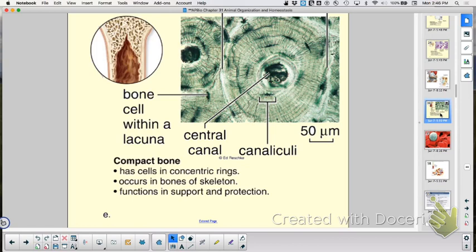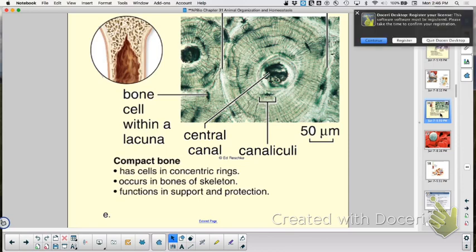Compact bone and spongy bone. Do you know which one's stronger? Spongy. Yeah. Spongy because it can take the impact, whereas compact bone, it can snap. And you find compact bone at the ends of long bones and along the shaft of long bones.